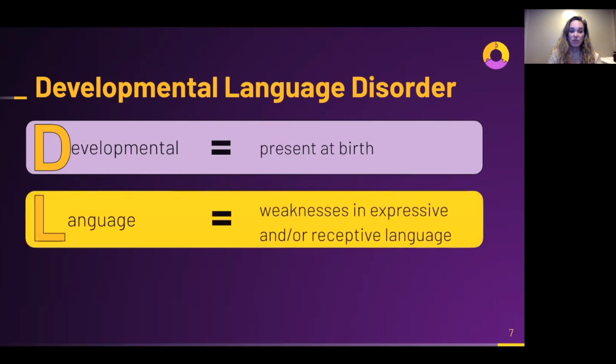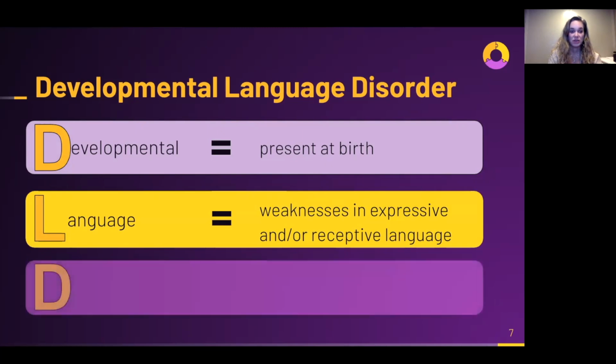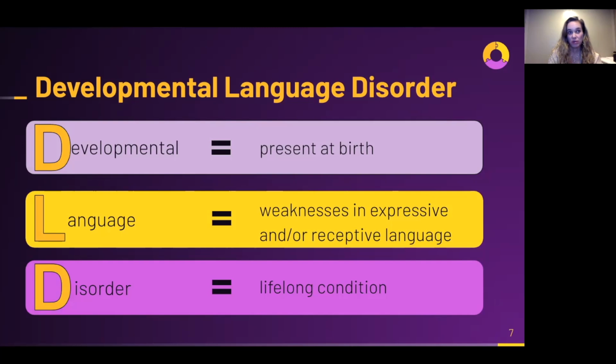L, language. It is characterized by weaknesses in expressive and/or receptive language. It is not merely a speech disorder, although many children may also have speech impairment. And D is for disorder, not delay. It is a lifelong condition that children do not grow out of.